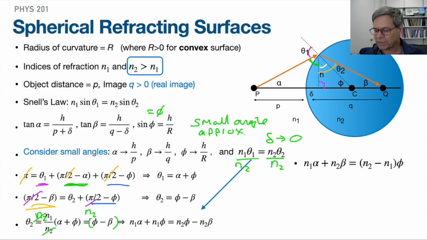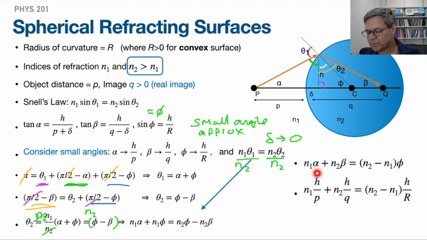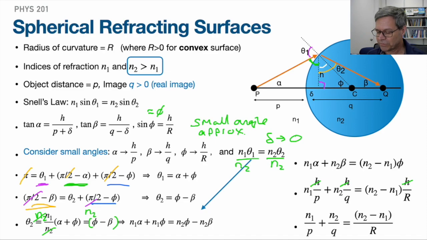Now I can start to plug in my definitions for alpha, beta, and phi in terms of p, q, and r. Alpha was h over p, so here's n1 h over p. Beta was h over q, so here's n2 h over q, equal to n2 minus n1 times phi, and phi was h over r. We see that the height h cancels because it's on every term. And voila, we are basically done. We have this relationship: n1 over p plus n2 over q is the difference n2 minus n1 over the radius of curvature r.